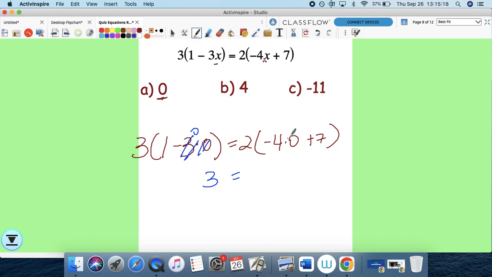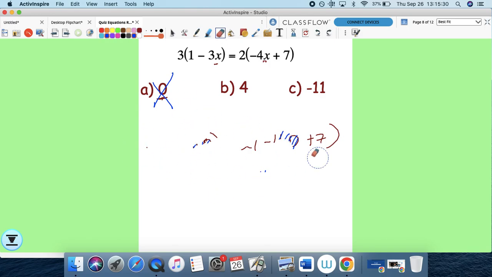So the left side is equal to 3. On the right side, -4 times 0 is 0, so that's going to go away. I'm left with 7. And 2 times 7 is 14. Is that true? No, it's not. So 0 is not my answer. And that's what you would do. I don't know if it's the easier way or not. Or like I said, you can still solve it.